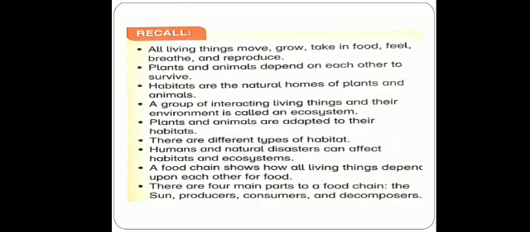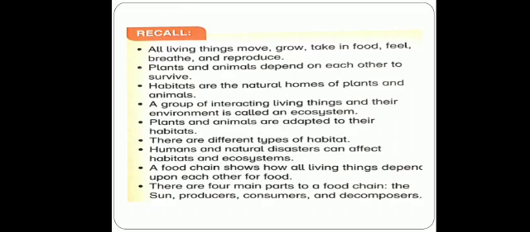Different animals and plants grow in different places, and whatever is living in an environment, they interact with each other. This is called an ecosystem. It means a group of living things that live in and interact with each other, which have a relation with each other. That is an ecosystem. There are different types of habitat.